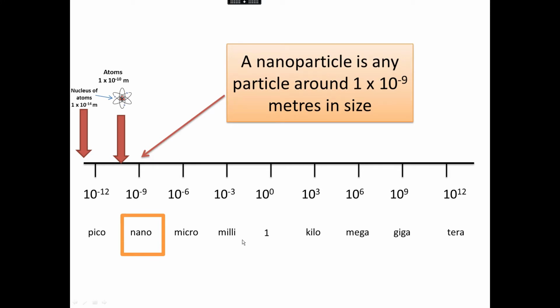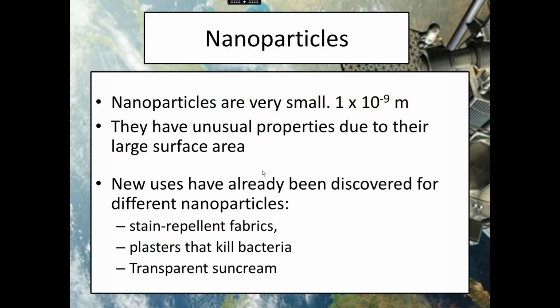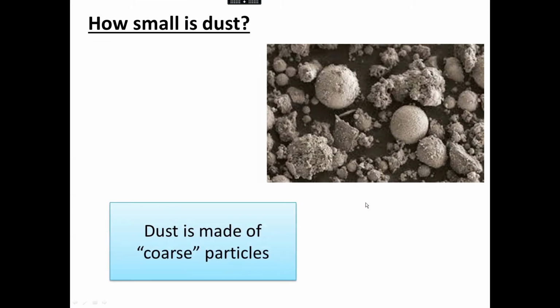Now we are going to be moving backwards and forwards between meters and nanometers during this lesson. Just to remind you that nanoparticles have unusual properties due to their large surface area. And last lesson we looked at their new uses, and we looked at some benefits and drawbacks to each of those uses. But today we're going to compare it firstly to dust. So our driving question, how small is dust?